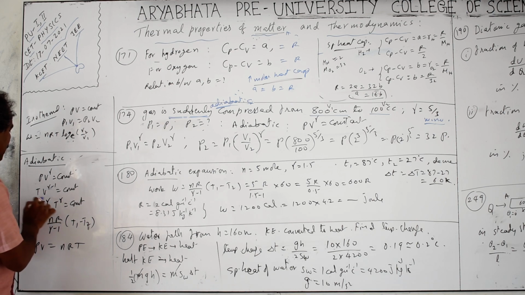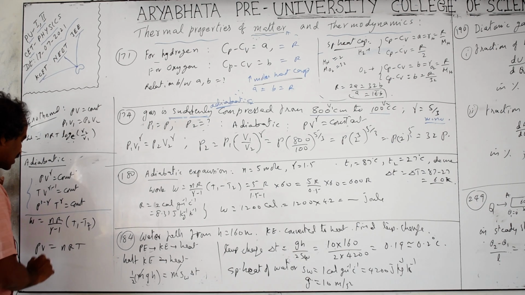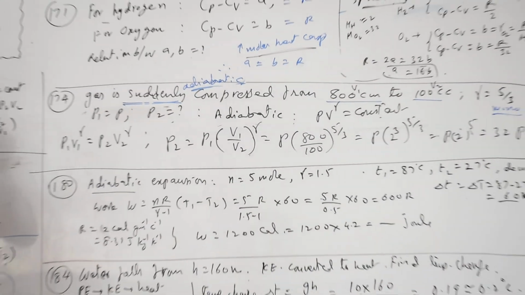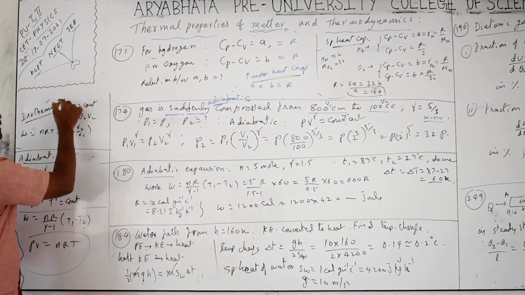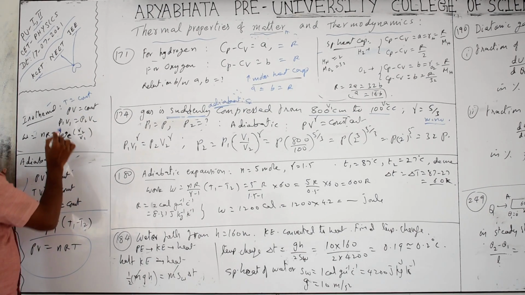And the pressure-temperature relation is P to the power of 1 minus gamma into T to the power of gamma equal to constant. In the adiabatic process, the work done formula is nR by gamma minus 1 into T1 minus T2. PV equal to nRT is applicable for both isothermal and adiabatic. But in the isothermal case, temperature is constant, so we take PV equal to constant, or P1 V1 equal to P2 V2.